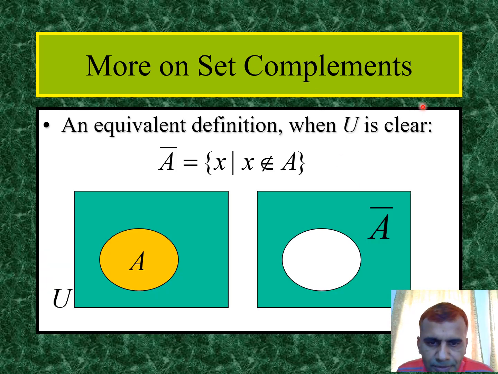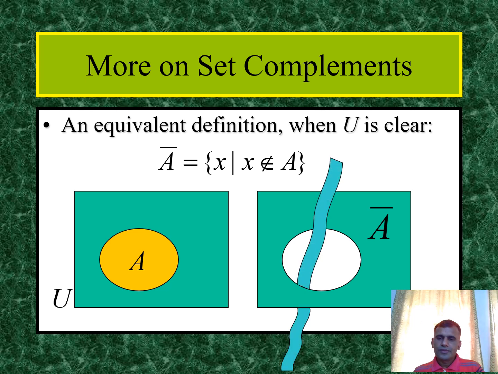More on set complements. An equivalent definition when U is clear: A bar, or complement of A, is equal to the set containing x where x does not belong to A. Now see, this one is the universal set, this is set A. So if this is subtracted, A bar will be formed, the complement of A.